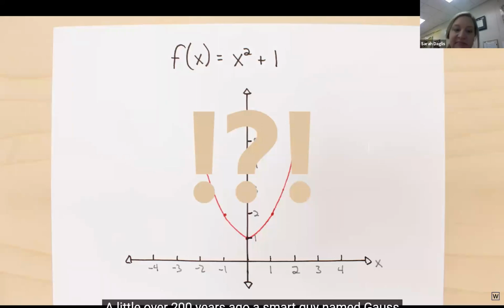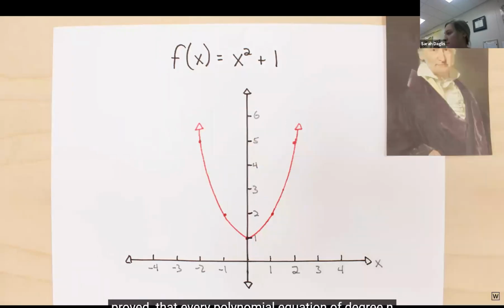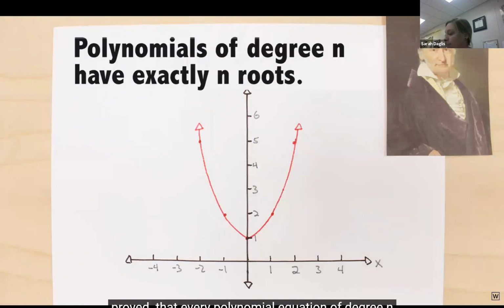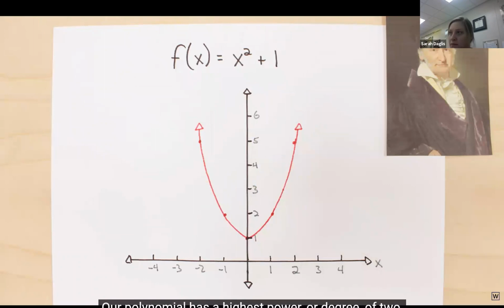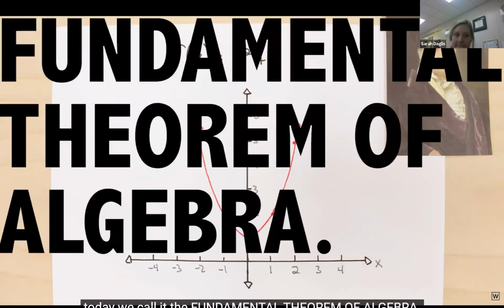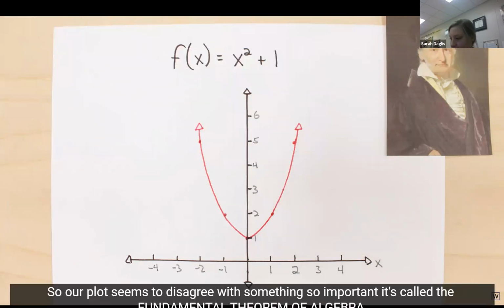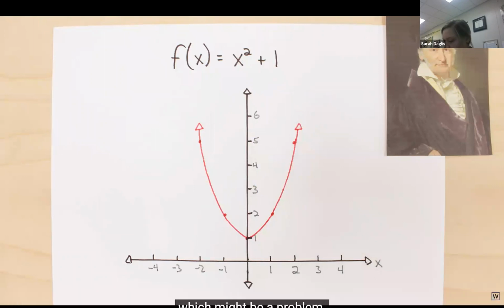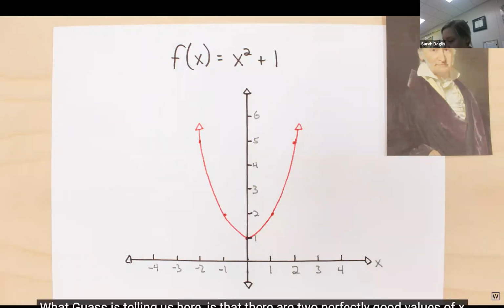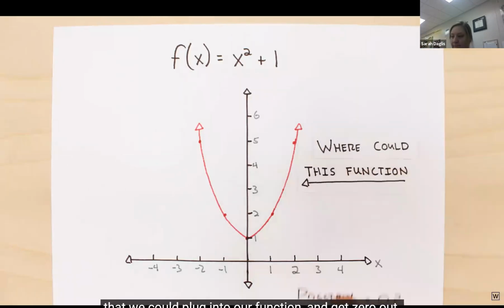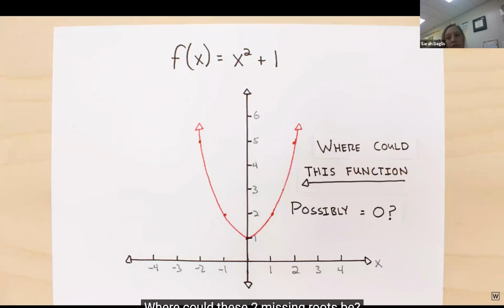A little over 200 years ago, a smart guy named Gauss proved that every polynomial equation of degree n has exactly n roots. Our polynomial has a highest power, or degree, of 2, so we should have 2 roots. And Gauss's discovery is not just some random rule. Today we call it the fundamental theorem of algebra. So our plot seems to disagree with something so important, it's called the fundamental theorem of algebra, which might be a problem. What Gauss is telling us here is that there are two perfectly good values of x that we could plug into our function and get 0 out. Where could these two missing roots be?